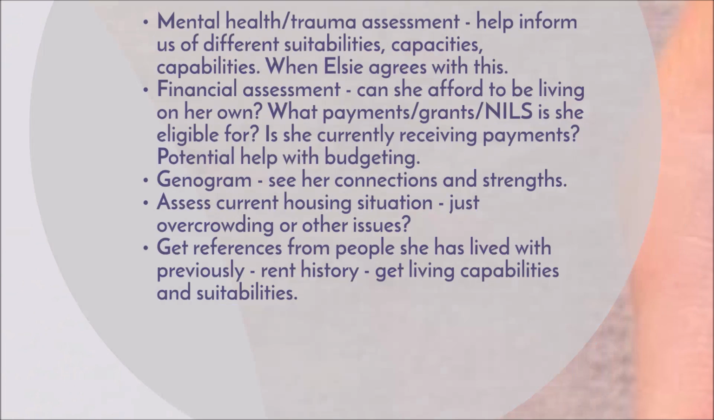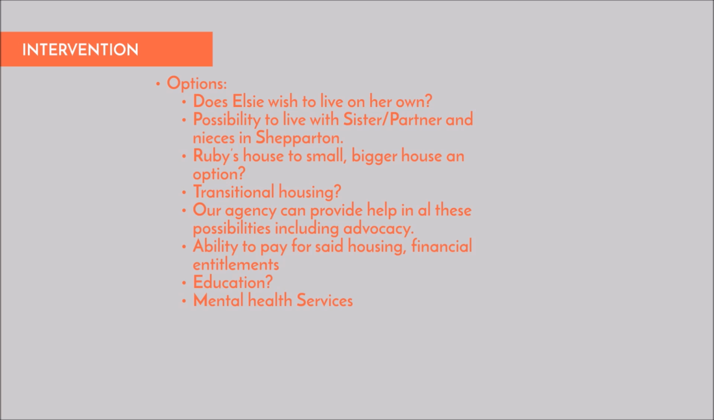Does she wish to live on her own, with her sister in Shepparton, or remain at Ruby's and try to get a bigger house, which means we have to put other things in place, or does she want to live in transitional housing? The agency can provide help and advocate on her behalf with any of these things. We must try and find out what benefits she's entitled to, because has she got the ability to afford accommodation?